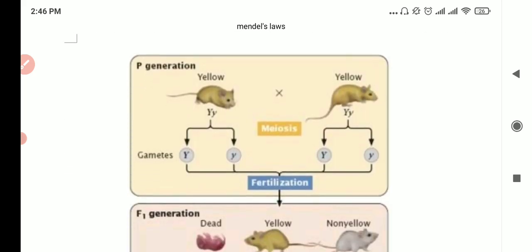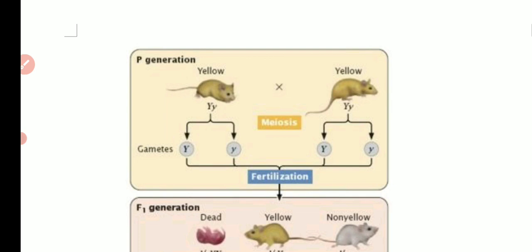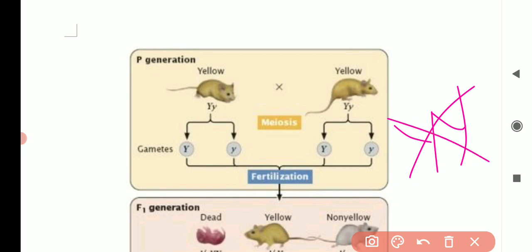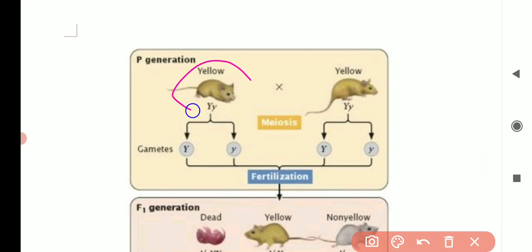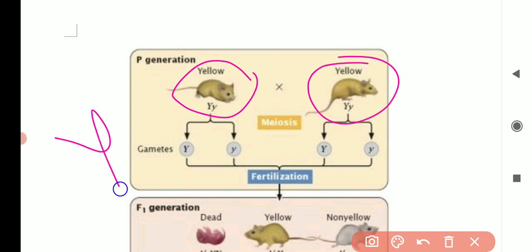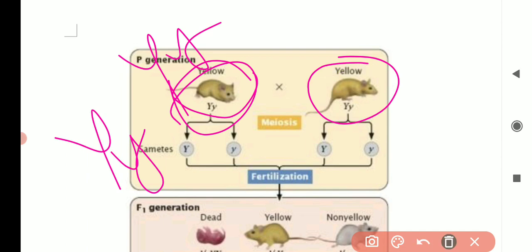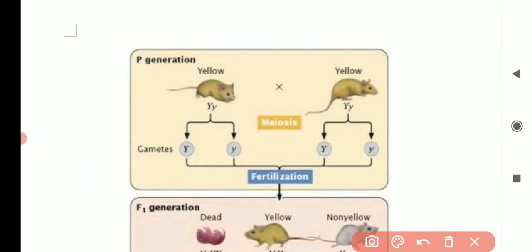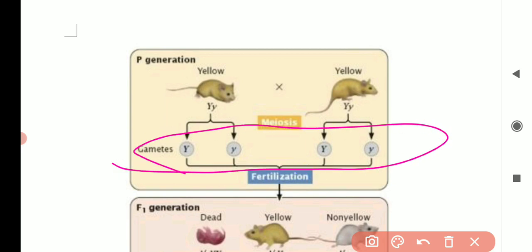Let's see from here. It's difficult to understand from the words. So, he says that there is no such thing as homozygous yellow. This one doesn't exist in nature. A yellow mouse is heterozygous, Yy. So we see this one and this one. Then meiosis happens, the law of segregation happens.